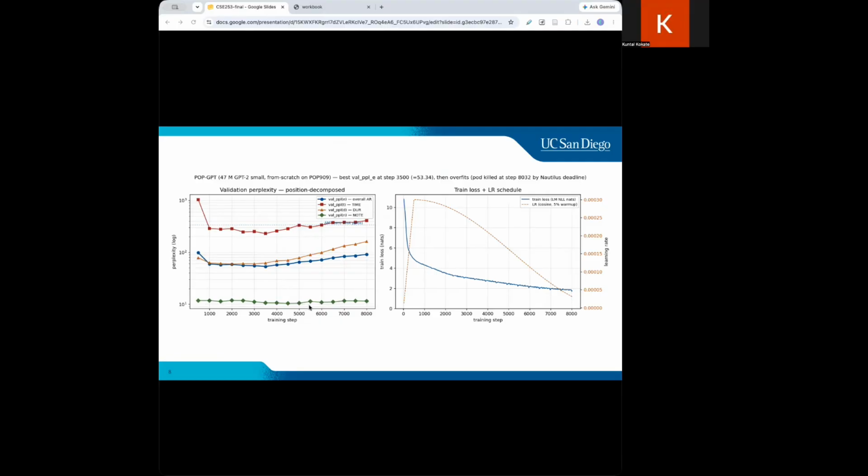On the right, training loss decreases smoothly. This blue curve is the training loss and decreases smoothly, and the learning rate follows the cosine scheduler. Optimization itself was very stable. What failed was generalization on the time dimension.